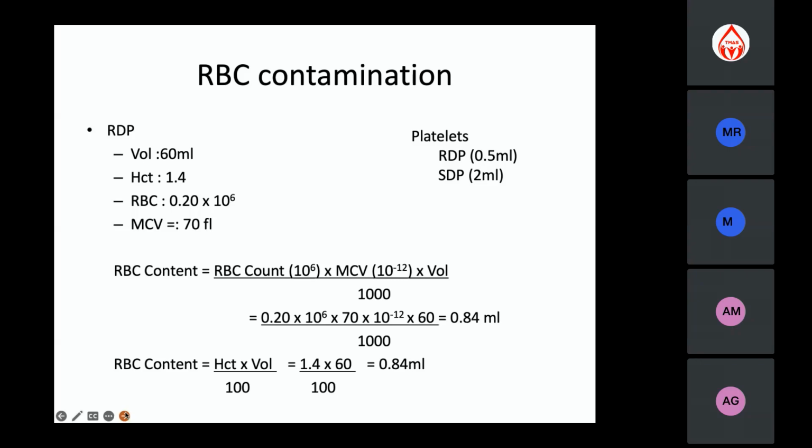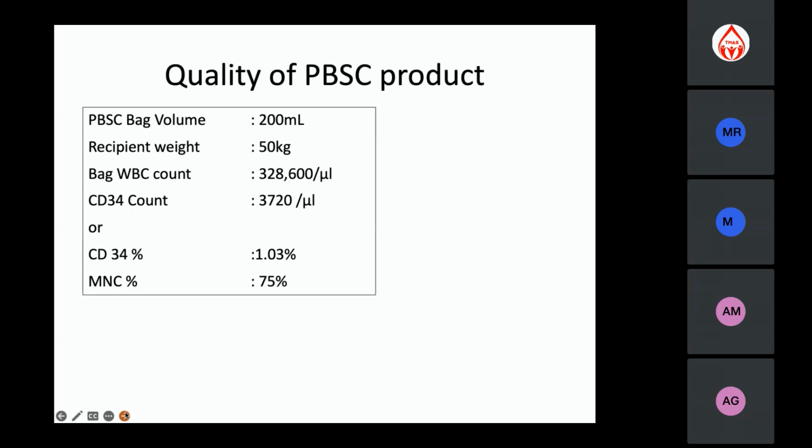These are the two methods where we can estimate the RBC content in any product. So we can do a QC of a stem cell product in the next case. The volume of the peripheral blood stem cell product is 200 ml, and the recipient's body weight is 50 kilograms, and the product count is 328,000 cells per microliter. The CD34 count can be expressed in two ways. One, they can directly give you the CD34 value, that is 3720 per microliter. Or it can be expressed in percentage.